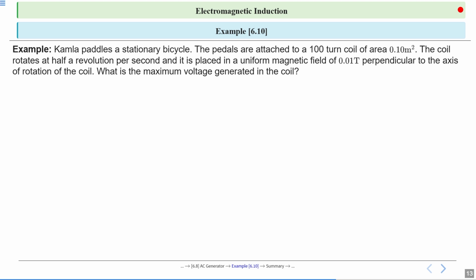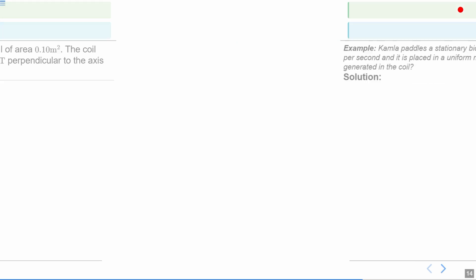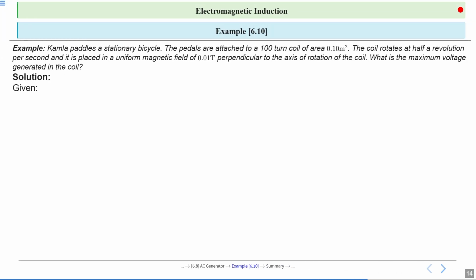What is the maximum voltage generated in the coil? You have to find the maximum amount of EMF. So let's see. First list all the given things. Number of turns is given, N equal to 100. Area of the coil that is rotating with the pedals is given, A equal to 0.1 meter square. Magnetic field B equal to 0.01 Tesla.